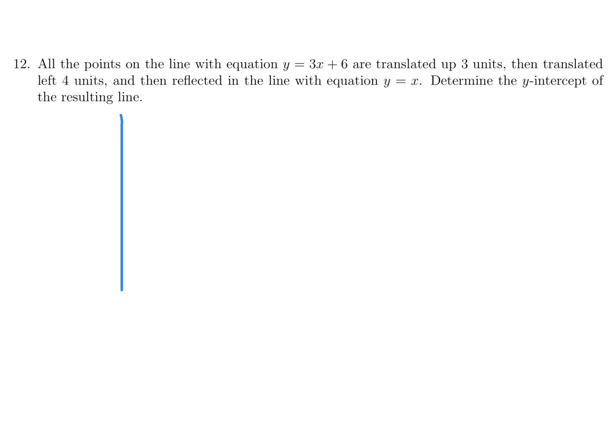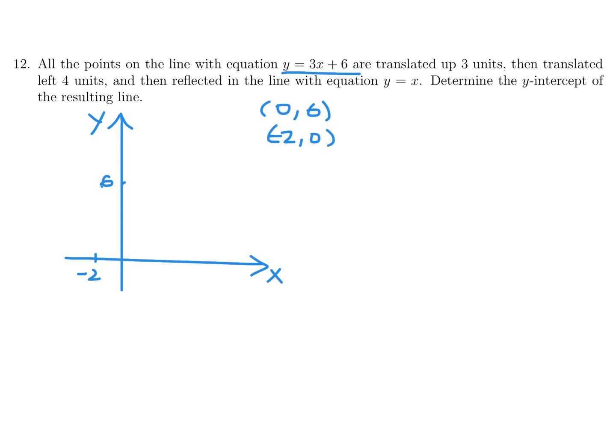Well, let's see here. So let's graph the original. So y is equal to 3x plus 6, right? So when x is 0, y would be 6. That's one point on the line. And then when y is 0, x would be negative 2, I believe. So that's another point, (-2, 0). And then, of course, you join them.